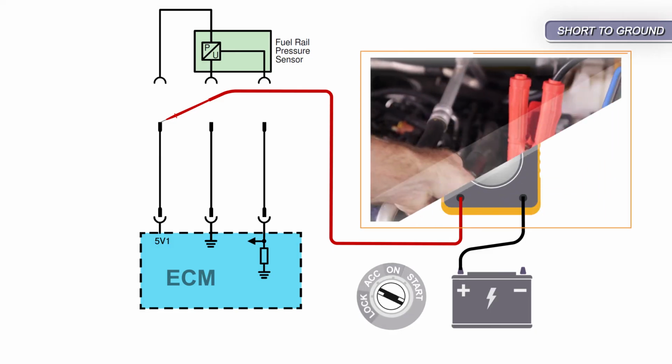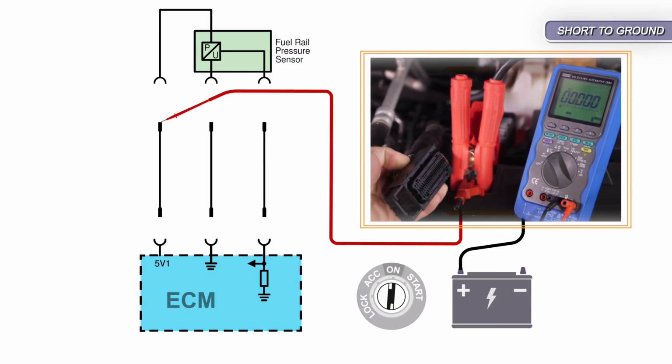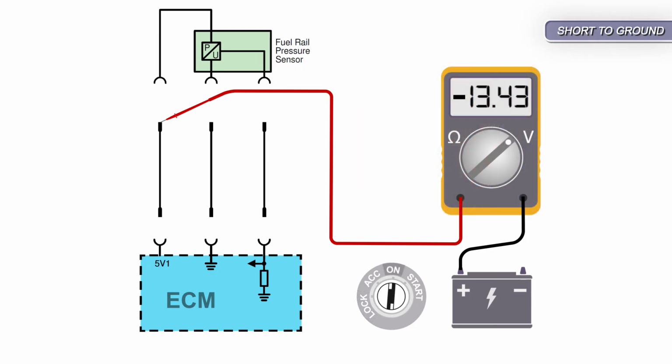Turn the ignition off and disconnect the ECM. Turn the ignition on and watch the display. If the meter now reads zero, there is a short to ground in the ECM or another circuit from the ECM.